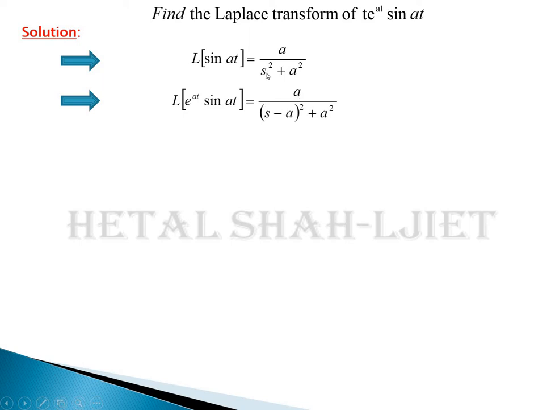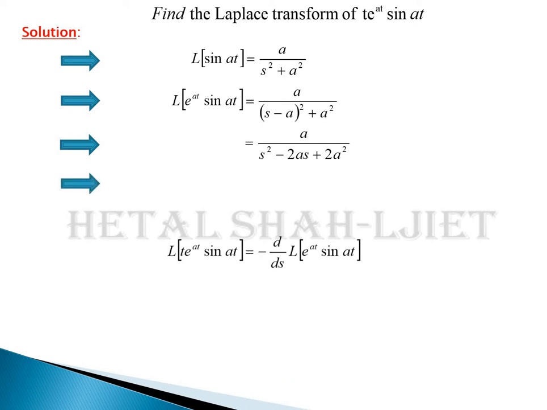So a, you have to keep s minus a, because the multiple of t is positive a, so you have to put negative a upon s minus a whole square plus a square. These answers you have to find by using first shifting theorem. Now, this is the simplified term.